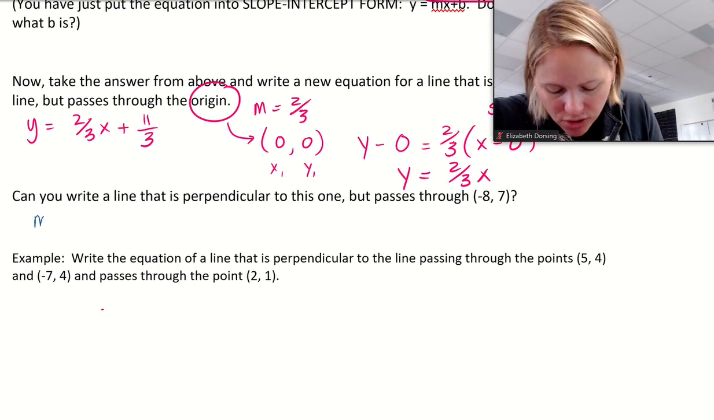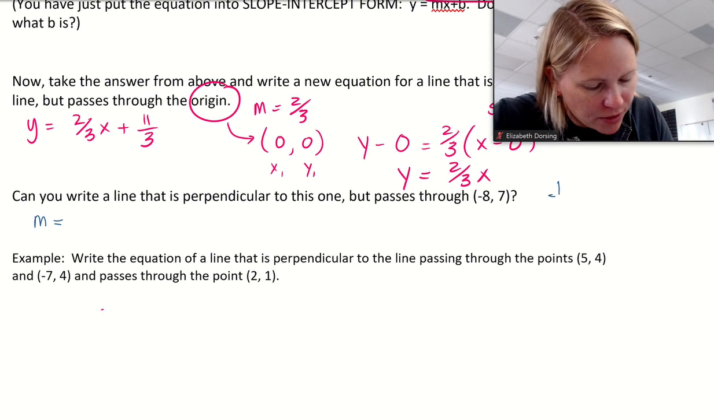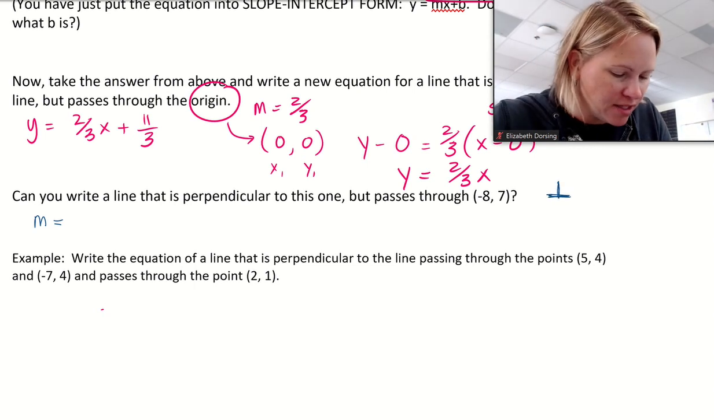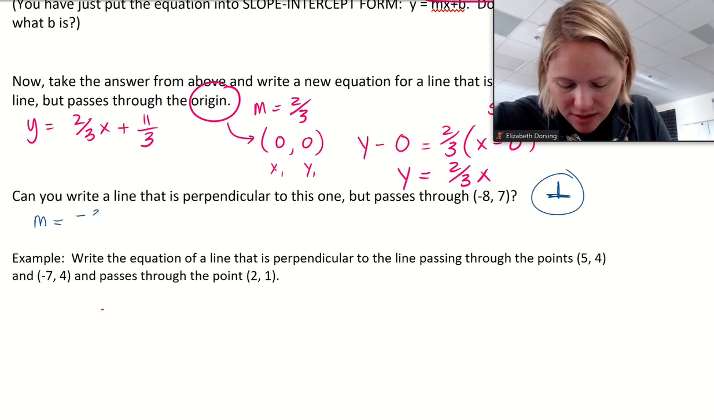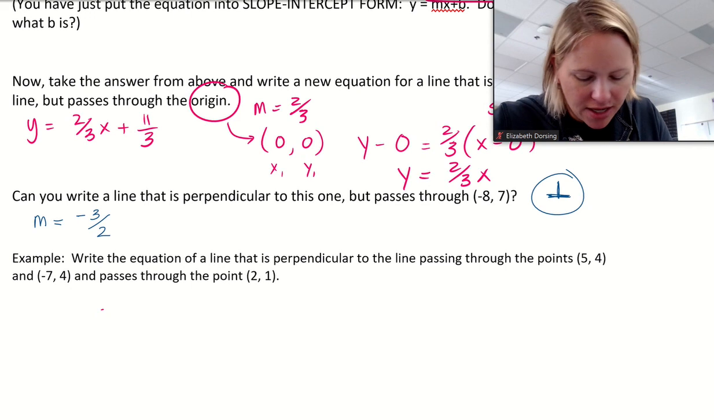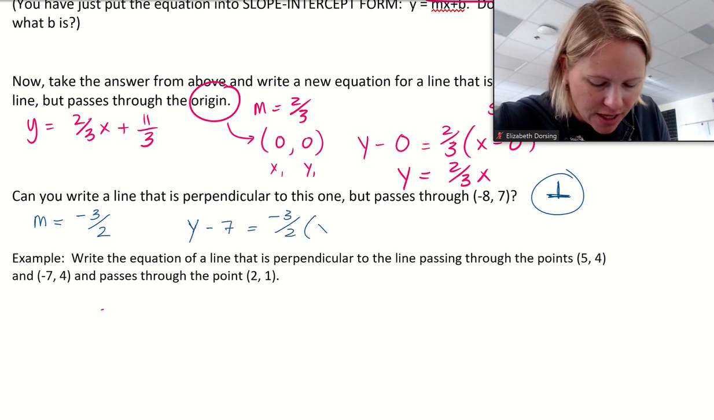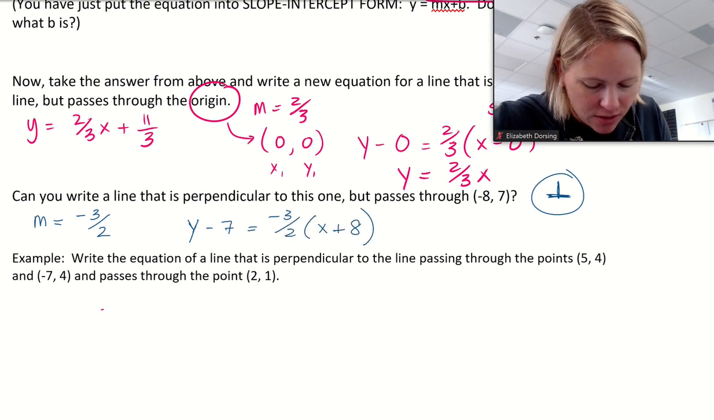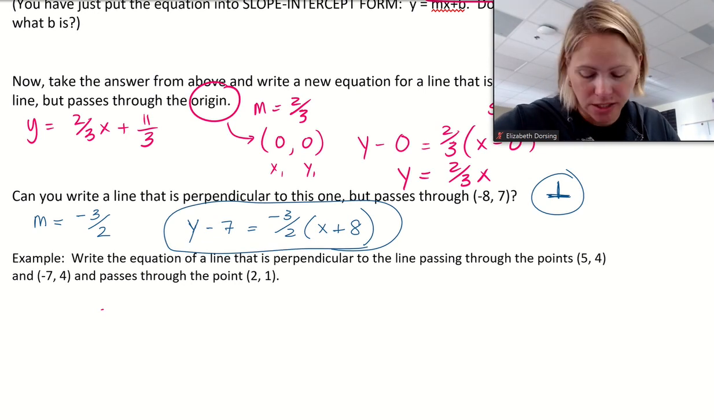So my new slope for this perpendicular line, which by the way, the symbol for perpendicular is this upside down T value. So that means perpendicular, if you don't want to write out the whole word. So my new slope is going to be -3/2, and I'm going to pass through this point. So I'm going to say y minus the y1 value, the y coordinate of 7, -3/2 x plus 8. So there is my line that is perpendicular, and it doesn't say solve for y, so I am not going to waste my time doing that.